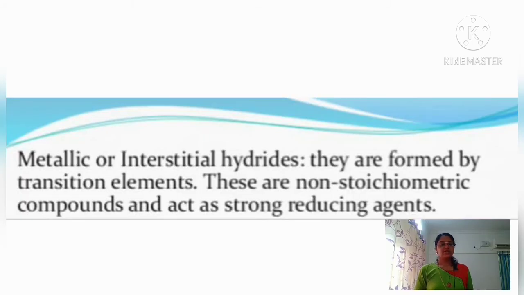The next classification of hydride is metallic hydride or interstitial hydride. These hydrides are formed by transition metals, and in these hydrides, hydrogen atoms occupy the interstitial positions of the metallic lattices. These are also non-stoichiometric compounds and act as strong reducing agents.